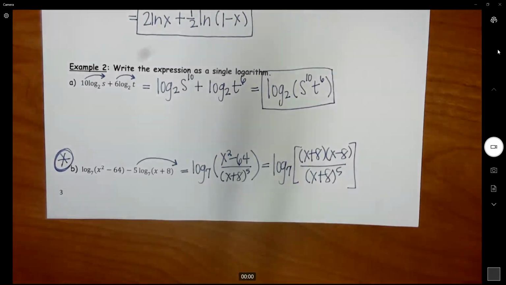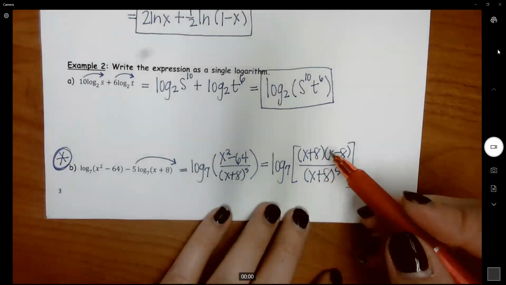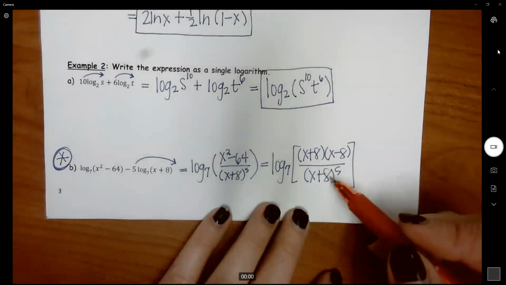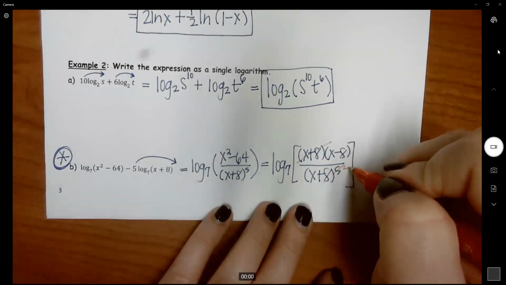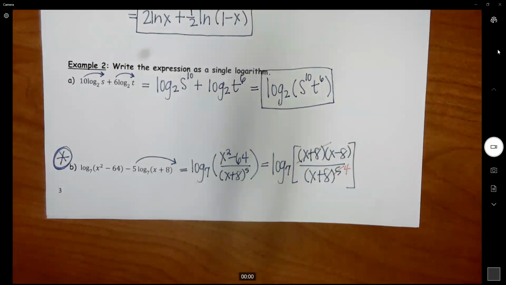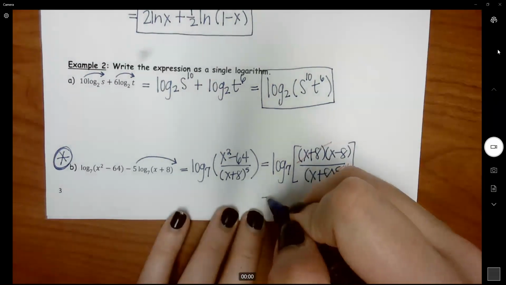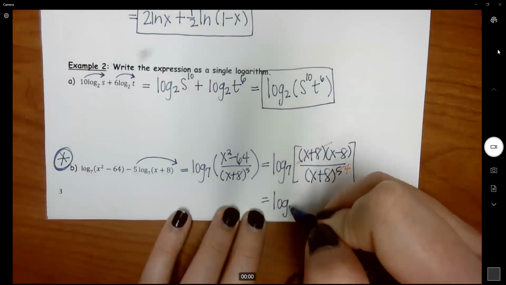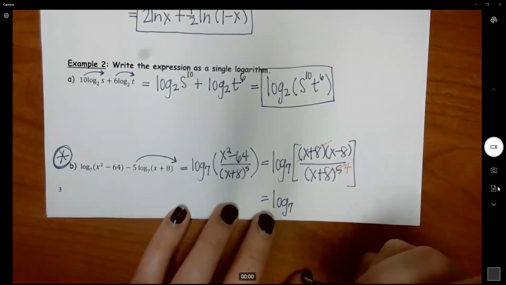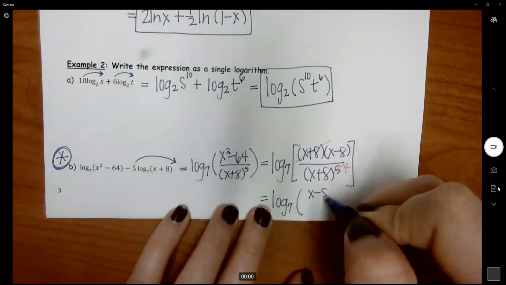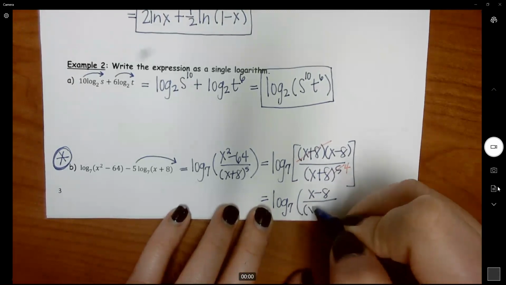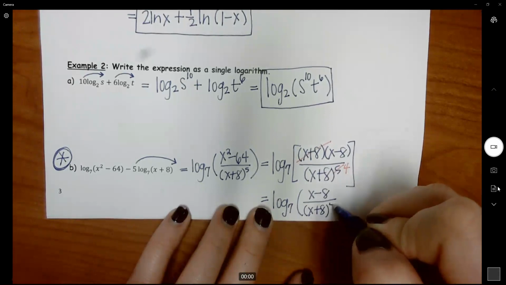And so if you notice, we have common factors. We have an x plus 8 on the top, and we have 5 of them down here on the bottom. So the 1 on top goes away, and this 5 goes to a 4. So my final answer is log base 7 of x minus 8 over x plus 8 to the 4th power.